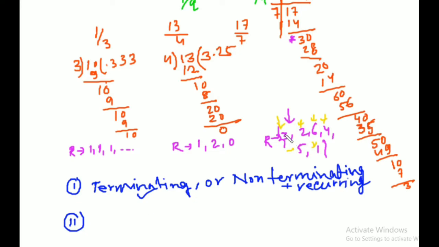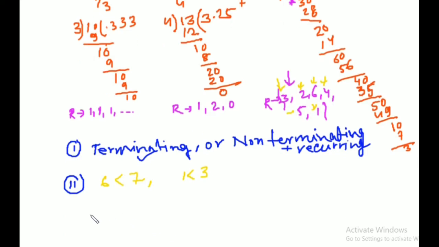In this case, the number of entries in this string is 6, and 6 is less than 7. In this case, you see that only 1 is repeating, and the number of entries in the string is 1, and 1 is less than 3 because the divisor is 3. Okay, so this is what we observe. This is our second observation.